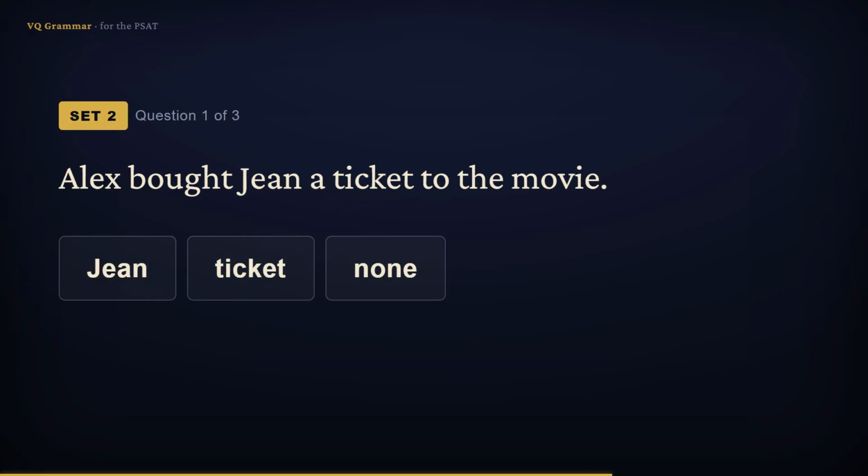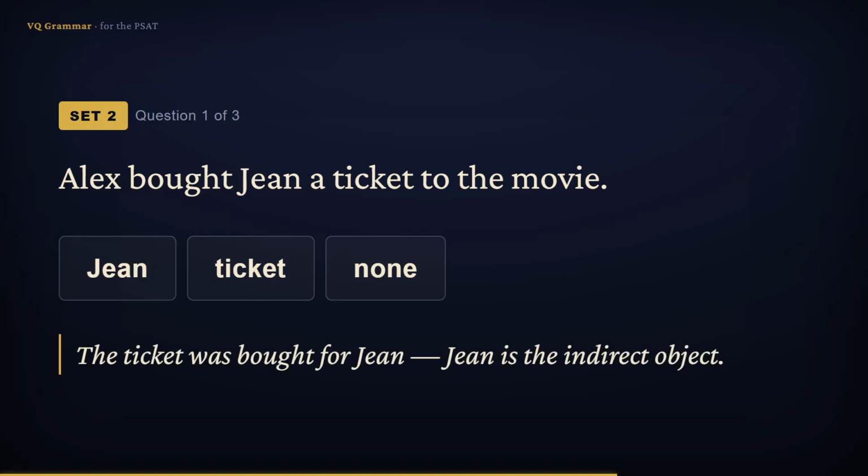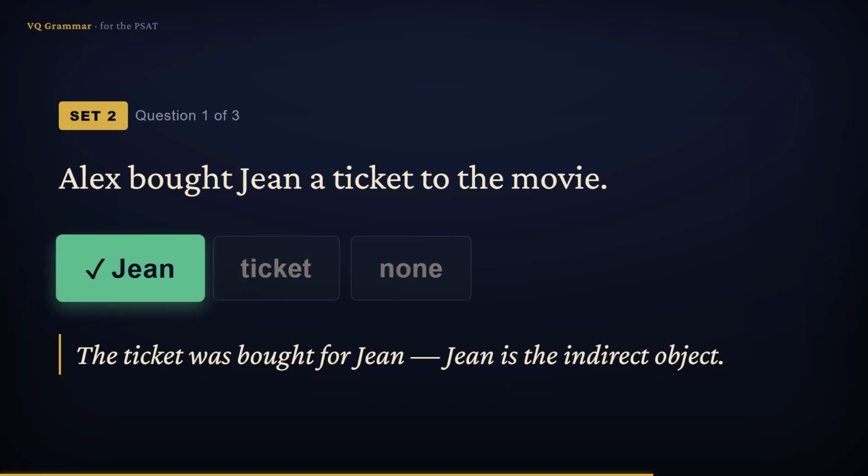Alex bought Jean a ticket to the movie. What did Alex buy? A ticket, the direct object. For whom did he buy it? For Jean. Alex bought a ticket for Jean, same meaning. So the answer is Jean.